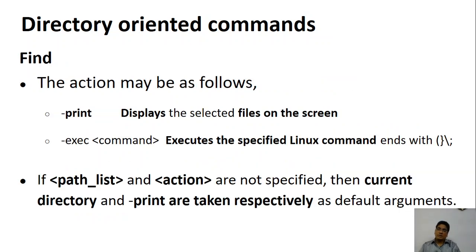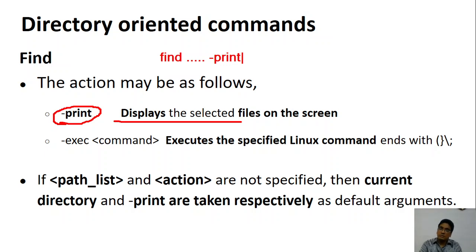Also, there are two actions that you can use. I have already shown you. By default, the action is print. Print means it is going to display it on the screen. Remember, I have not written find and something blah blah blah and then -print. I have not done this because if you don't specify print, it is going to print it on the screen. Remember, printing does not mean printing on the printer. Printing is showing it on the screen. By default, it shows it on the screen. If you want it to, you can use -print explicitly to show it on the screen.